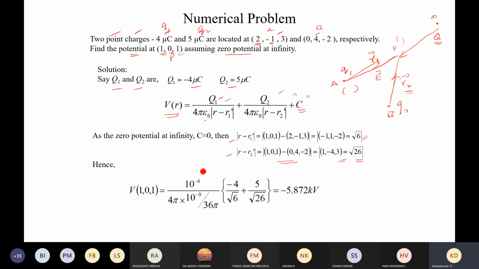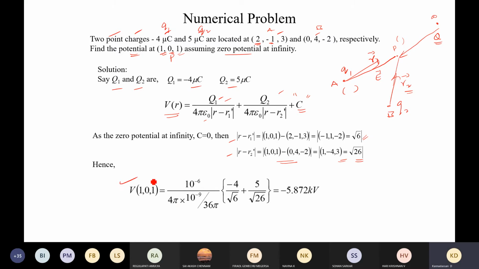But the value people most often use is based on pi. In fact, epsilon naught can be represented as 1 by 36 pi. This is because here we have 4 pi. If you put 36 pi, when we cancel, we will get the value of 9, which is very easy for multiplication or division.